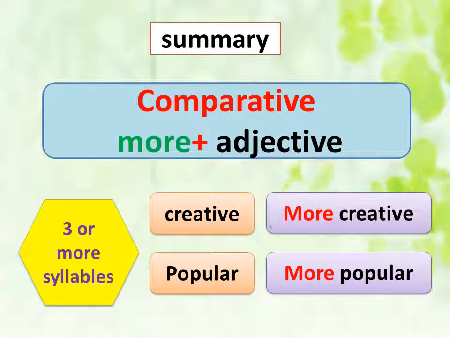Okay, here is a summary of the rule. So, three or more syllables. So, creative, more creative يعني مبدع، أكثر إبداعا. More creative. Popular مشهور معروف. More popular. Okay, أكثر شهرة من.